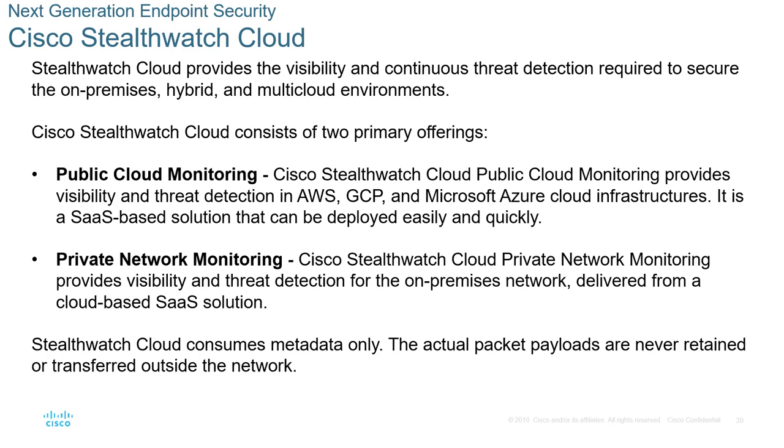So we have our Stealthwatch Cloud, which does public cloud monitoring and private network monitoring. The cloud provides the visibility and continual threat detection required to secure on-premises, hybrid, and multi-cloud environments. This doesn't mean that this tool is in the cloud. This tool is used to actually monitor your cloud, whether you're using AWS or Google or Azure, it doesn't matter. If you're dealing with a private network, Cisco Stealthwatch Cloud private network monitoring is also providing visibility in those areas. Stealthwatch Cloud consumes metadata only, so the actual packet payloads are never retained or transferred outside of that network. So do keep that in mind.